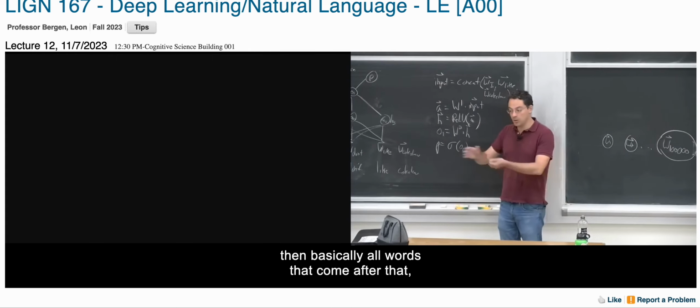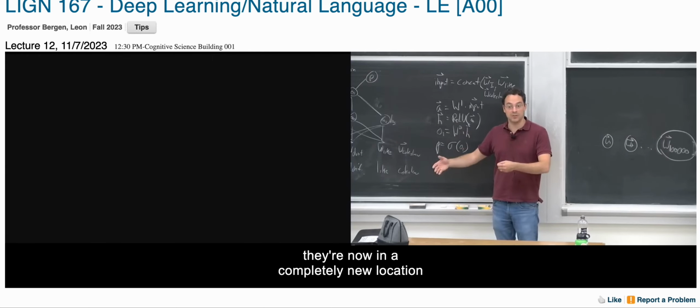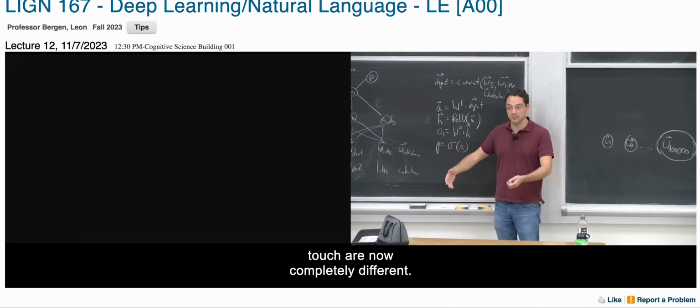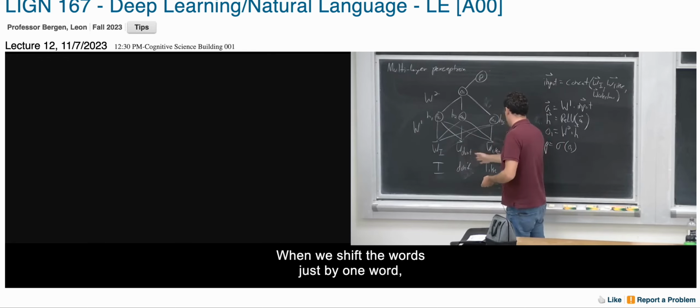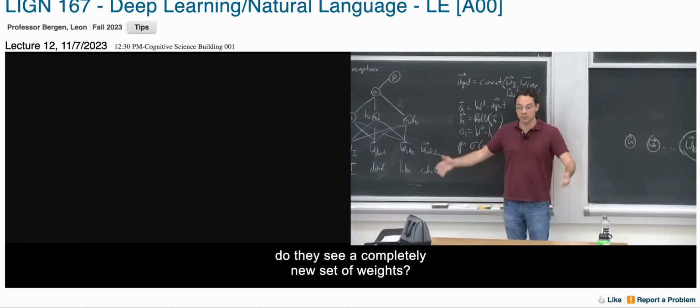So if I change the position of any word in the sentence, then all the words that come after it are now at a completely new location, and the weights that they touch are completely different. Previously we had "I like coleslaw." "Like" touched this particular set of weights, and "coleslaw" touched this particular set of weights. When we shift the words down by one, they see a completely new set of weights.